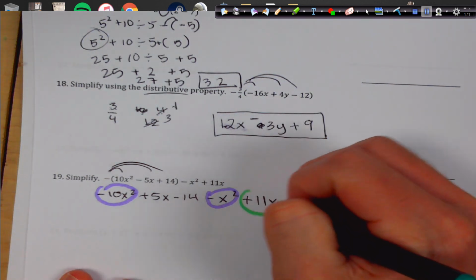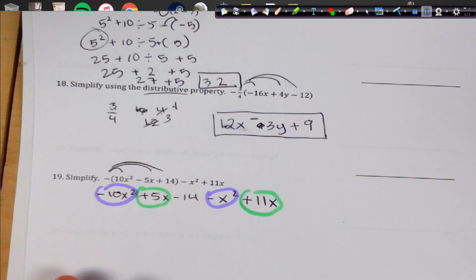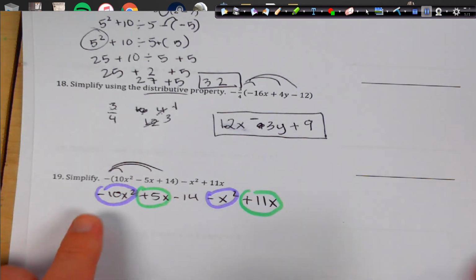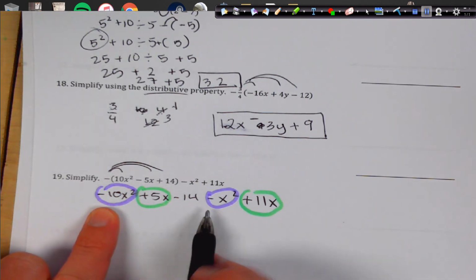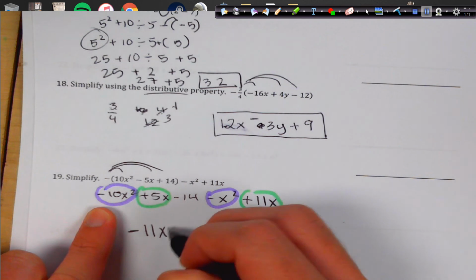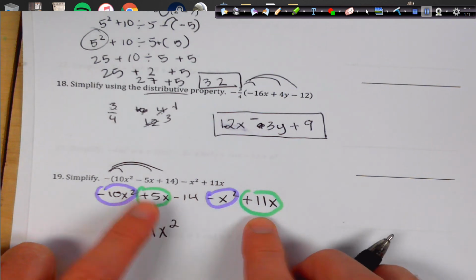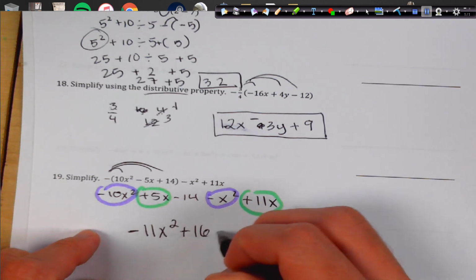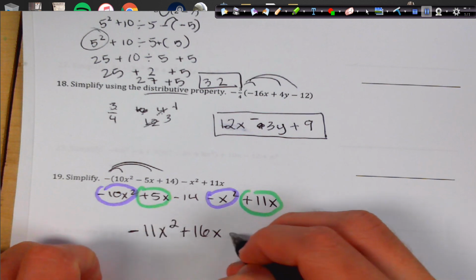Here's my x's. Notice I'm including the sign with it. It will let me know how to actually solve it. So they're both negative, so same sign sum. Negative 11x squared. Same sign sum. 16x. And we're just left with a negative 14.